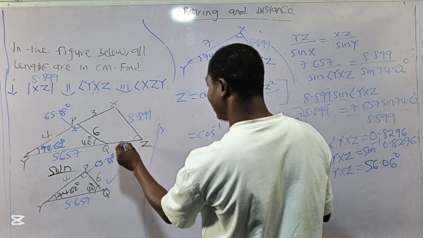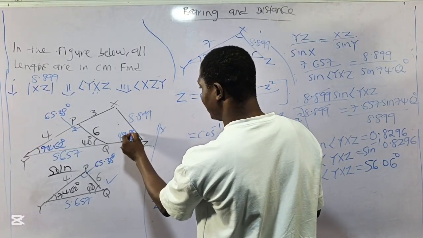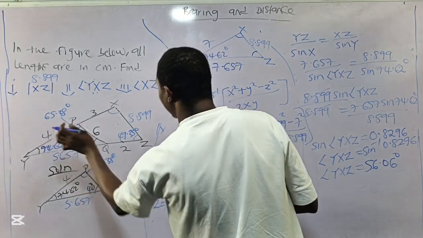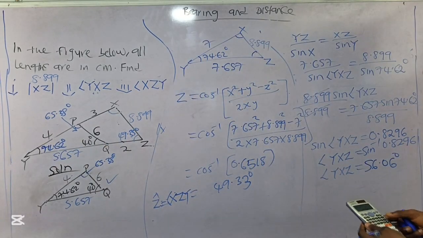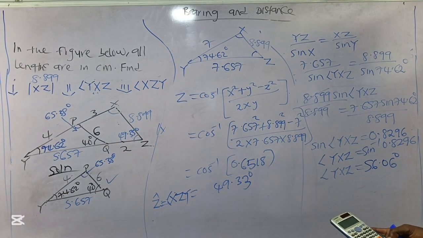Let me use this big angle. Angle SZY is 49.33 degrees, and this has been known. So let's sum up to see if our values are correct.